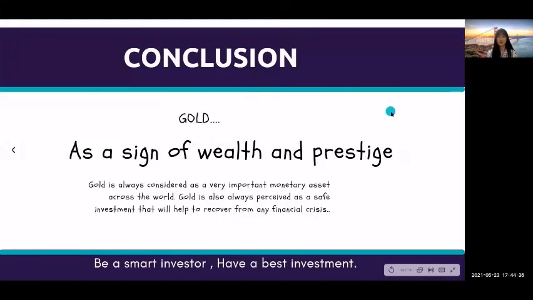This is my conclusion. Gold is a sign of wealth and prestige. Gold is always considered a very important monetary asset across the world. Gold is also always perceived as a safe investment that will help to recover from any financial crisis that we are facing. Lastly, be a smart investor, have the best investment.